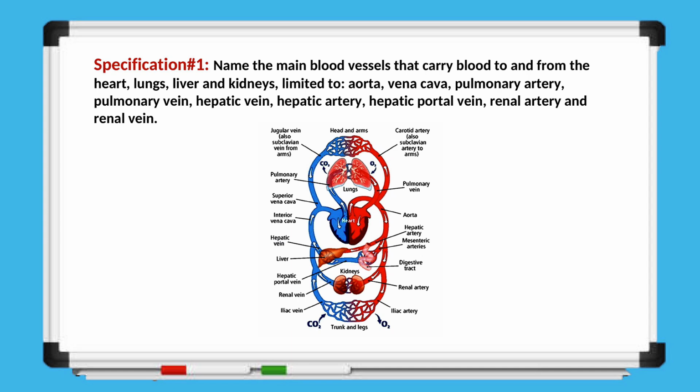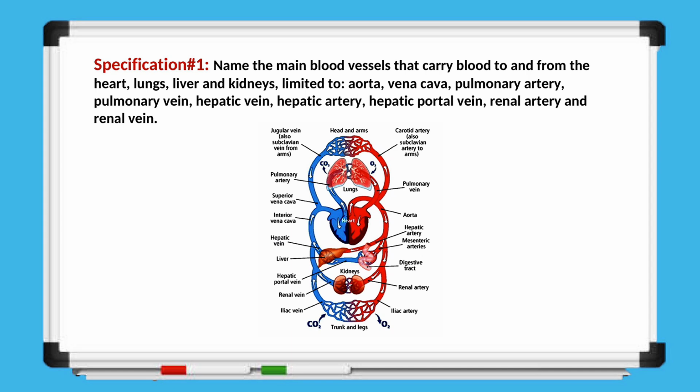The hepatic vein, hepatic artery, and hepatic portal vein serve the liver, while the renal artery and renal vein supply the kidneys. Other vessels like the carotid artery, mesenteric arteries, and iliac arteries and veins are connected to the head, digestive tract, trunk, and legs. By looking at the diagram, we get a clear idea of where each of these major blood vessels is located, keeping everything within the limits of our syllabus.